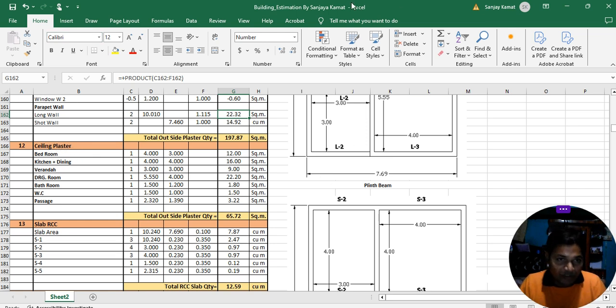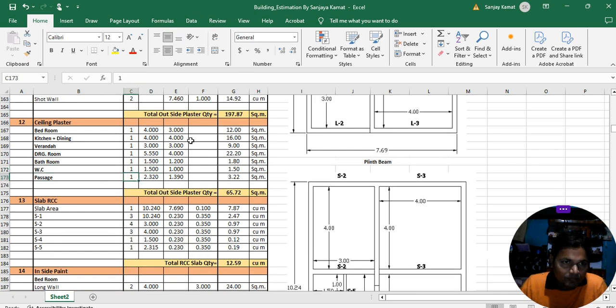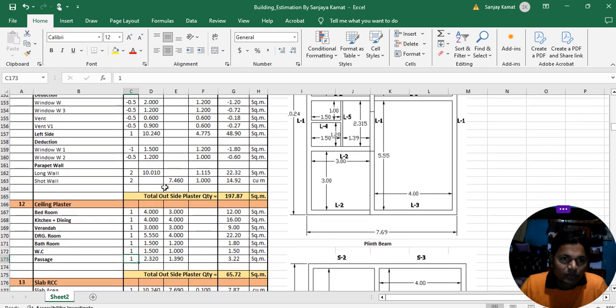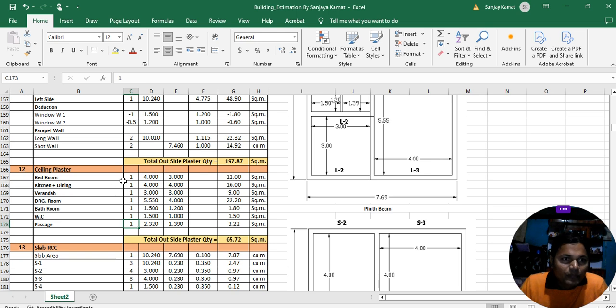For ceiling plaster, how much material is required, that we are going to calculate. We are going to estimate. Okay. For bedroom only one. For kitchen plus dining room only one. Veranda one. Dining room one. Bathroom one. Water ceiling one. Passage one. Okay. So these things we are going to deal with. So now bedroom. For bedroom, number is 1, length is 4 meter, breadth is 3 meter, and area is 12 meter square. After calculating, 4 threes are 12, 12 into 1 is 12 only.